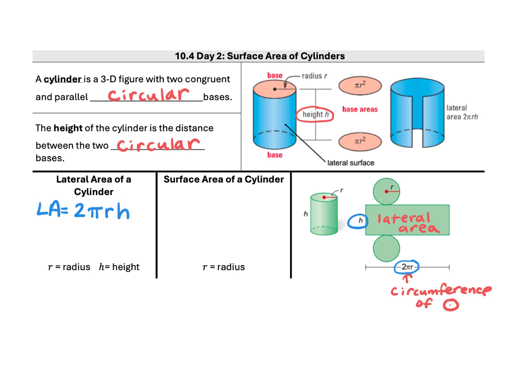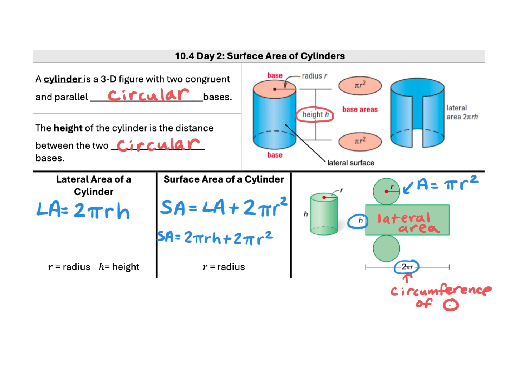To get the surface area of a cylinder, we just need to add in the two circular bases. And the base here is a circle, and we know the area of a circle is pi r squared. So for the surface area, we'll take whatever the lateral area is, and then we'll add two circles, so that's 2 times pi r squared. You can also write the formula, just surface area together, as 2 pi r h plus 2 pi r squared.